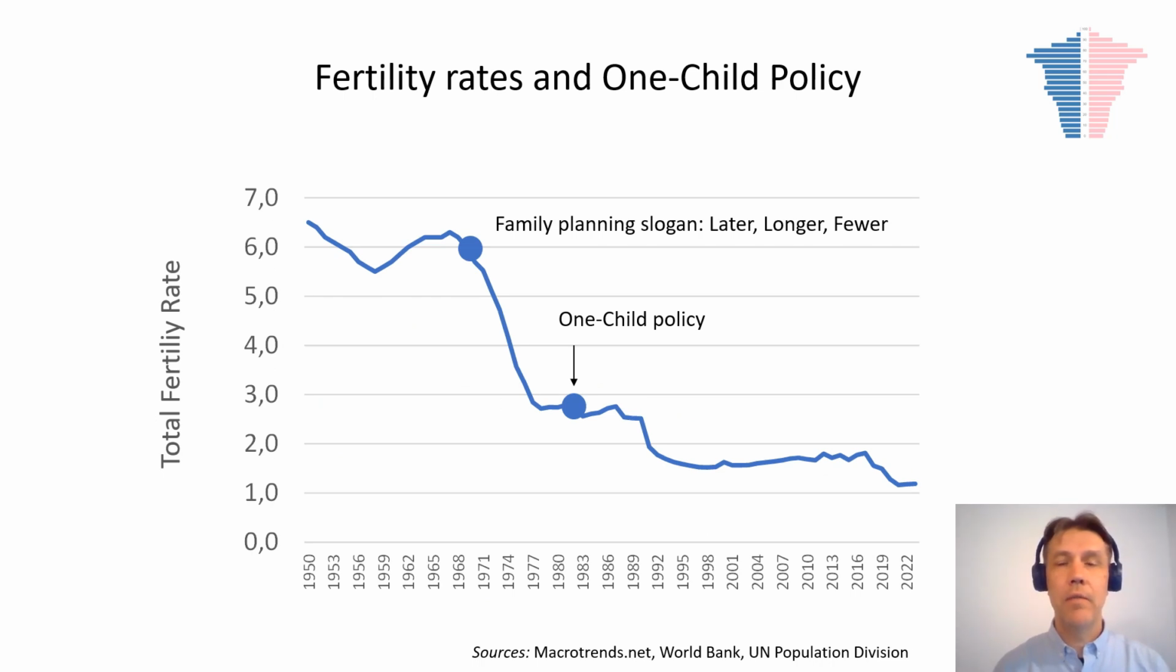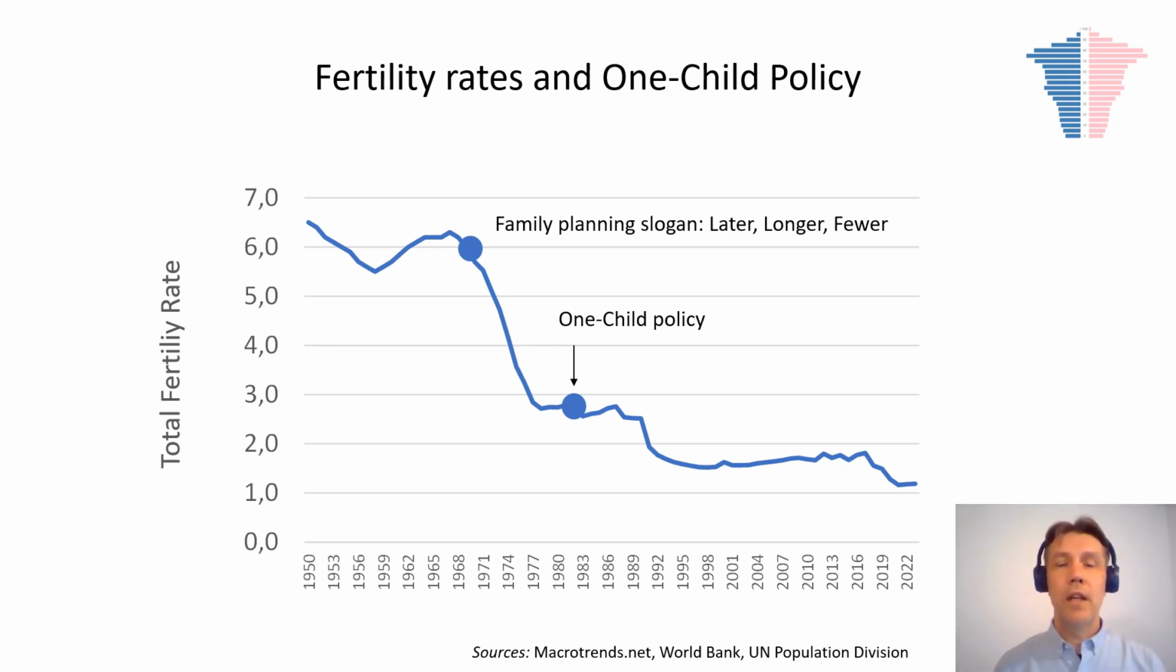However, the Chinese government tried to accelerate the decrease of the birth rate. And it started before the official start of the one-child policy with softer family planning measures. In the beginning of the 1970s, a family planning slogan, later, longer, fewer, was introduced by the Chinese government. The aim of that slogan was to convince couples to give birth to the first child at an older age, to have longer time intervals between births, that would ultimately then lead to having fewer children.